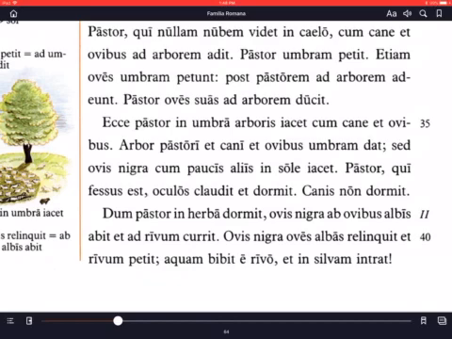or the creek. Ovis nigra, the black sheep, ovis albas relinquit, leaves behind the white sheep, et rivum petit, and seeks out the stream. Aquam bibit e rivo, it drinks water from the stream, et in silvam intrat, and it enters into the forest.